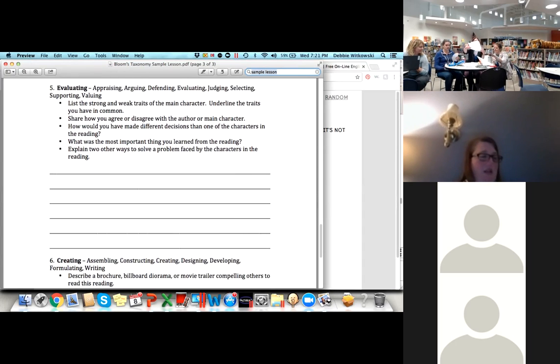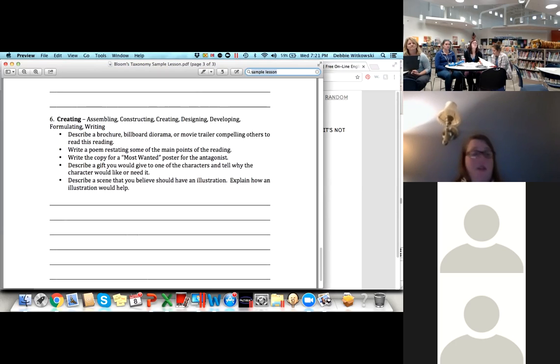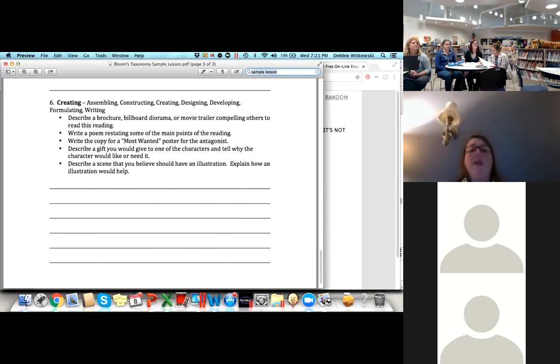Evaluating. So strong and weak traits of the main character, we said sad, still need mom, and then we kind of switched to mom traits, and we said mom do too many things because she's like too busy. Okay, good. I like that description. We didn't get to creating because we did. Okay. Well, you guys did a lot because you did all of them. Does anybody else want to share?